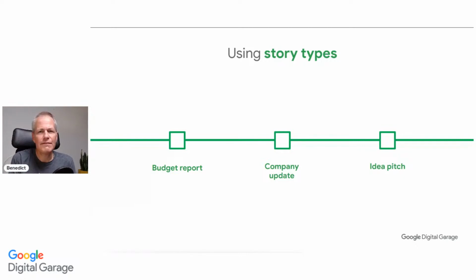A company update, for example, could be an origin story, which might be interesting, especially for new people, so they understand how you got to where you are and what the significance is. An idea pitch might use a vision story, what the future looks like if your idea works, or even a realization story. Some of those different areas there, okay?